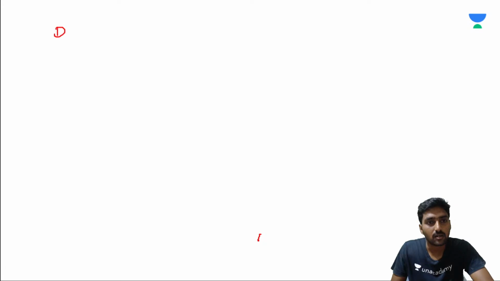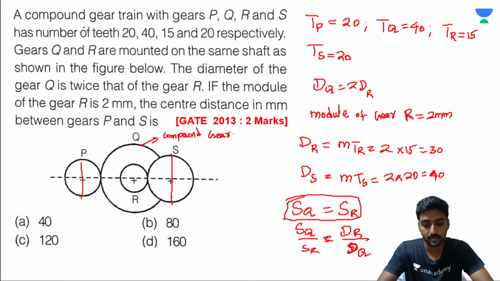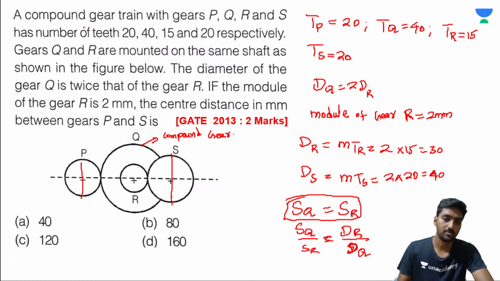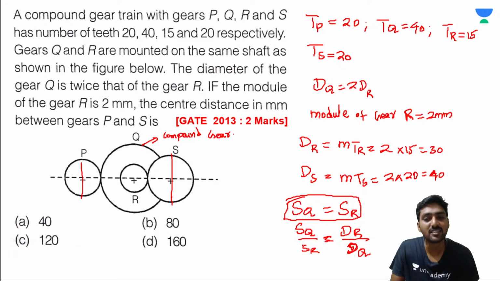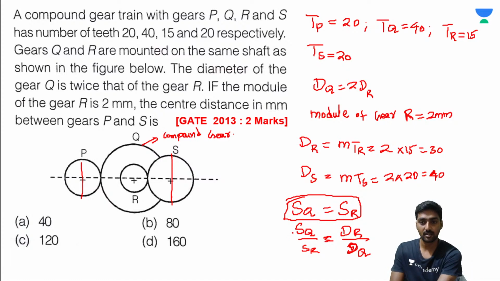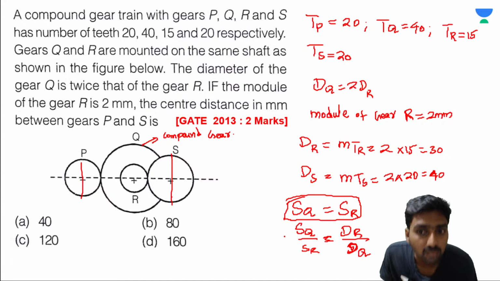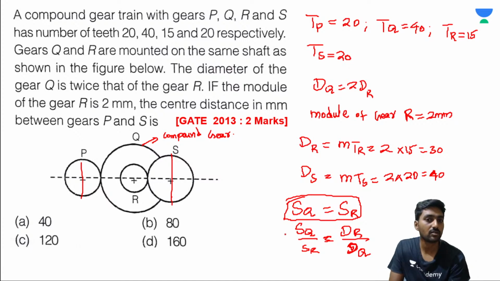Sorry, only the speeds are the same, right? Then we need to identify the speed of the shaft. Module and everything we are aware of. So we need to identify the speed of R. If you know any one of the speeds, then we can identify the remaining. The center distance between the shafts we need to calculate.